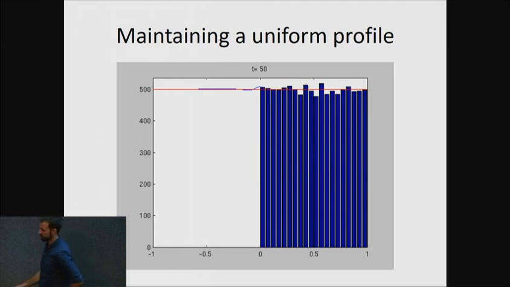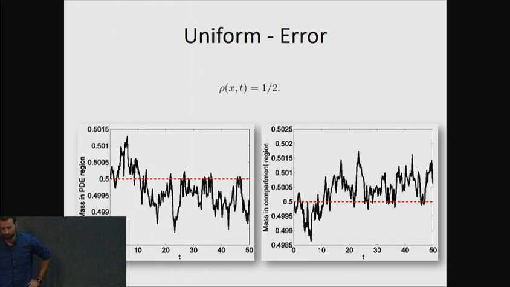So that's just a by-eye comparison, but we can do slightly more rigorous stuff than that. We can compare the amount of mass in the PDE region to the amount of mass in the compartment-based region, and in the mean field it should just be half and half. There should be zero net flux over the boundary. The black curve is the hybrid model, and firstly these values are quite small. The more repeats I do, the smaller these values get.